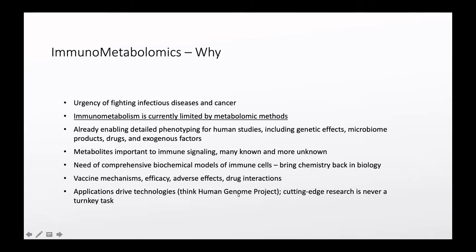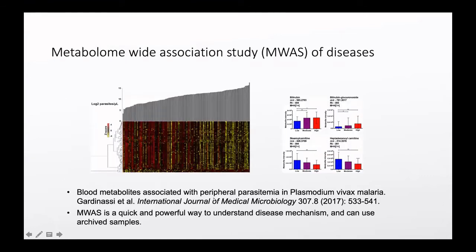So the last point is that if you think about the Human Genome Project, it did not really wait for the development of technologies. It's really the application that drove the development of technologies. So for the next few slides, I'm going to show you a few examples of how we use metabolomics in immunological studies. This is what we call MWAS. It's actually fairly easy to do.